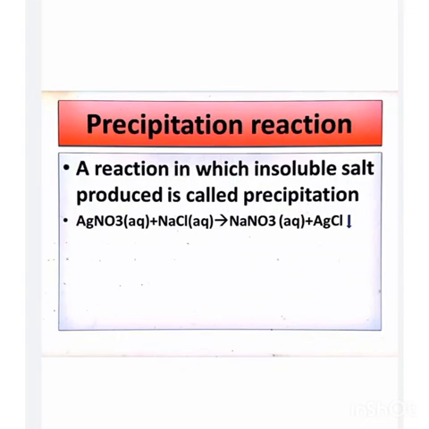What is a precipitation reaction? A reaction in which an insoluble salt is produced is called a precipitation reaction. For example, silver nitrate reacts with sodium chloride to give sodium nitrate and silver chloride. Here, a precipitate of silver chloride is formed. So that reaction is known as a precipitation reaction.